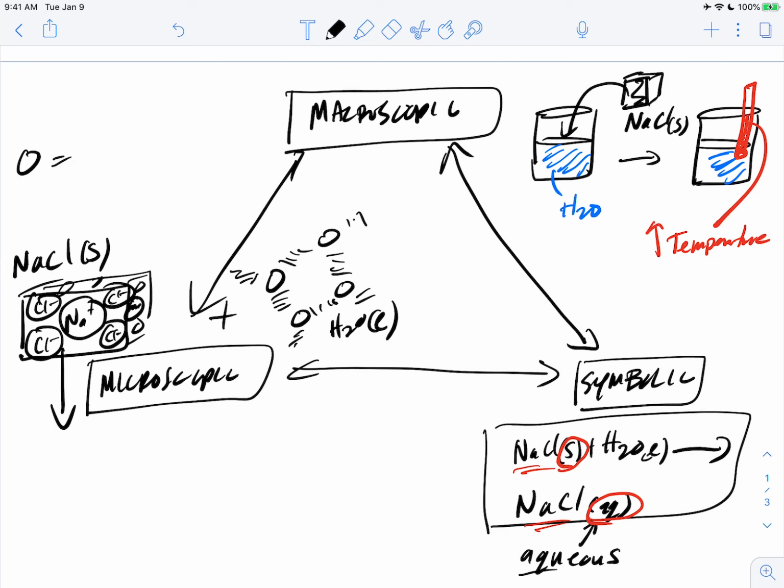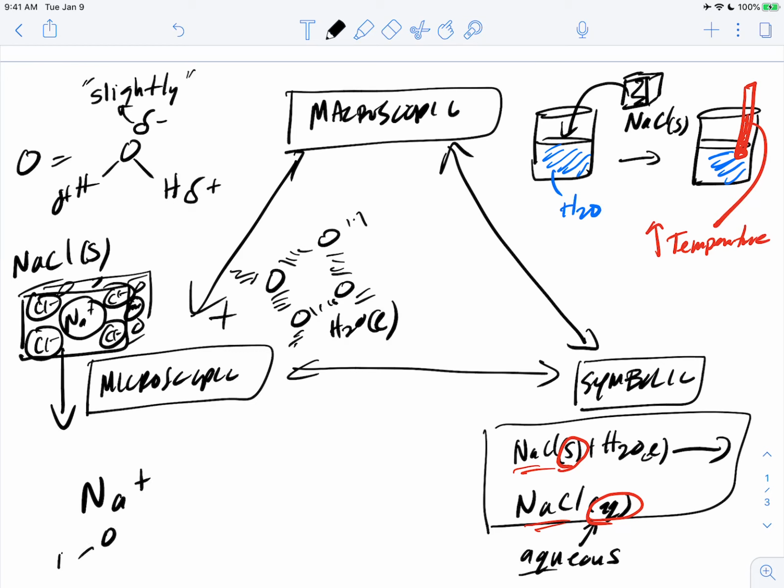Specifically, a water molecule is an oxygen bonded to two hydrogens. And it turns out that the oxygen likes electrons a little bit more than the hydrogens. So it has this little lowercase delta, which we use to mean slightly. It's not a full positive charge, but it's slightly negative. That's what delta stands for. And the hydrogens would be slightly positive. Positive and negative charges attract, so we have the oxygen from the water pointing itself towards that positive sodium.